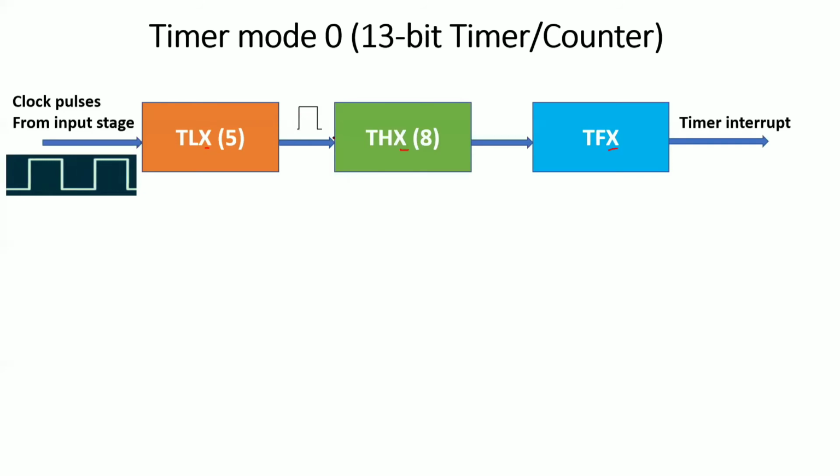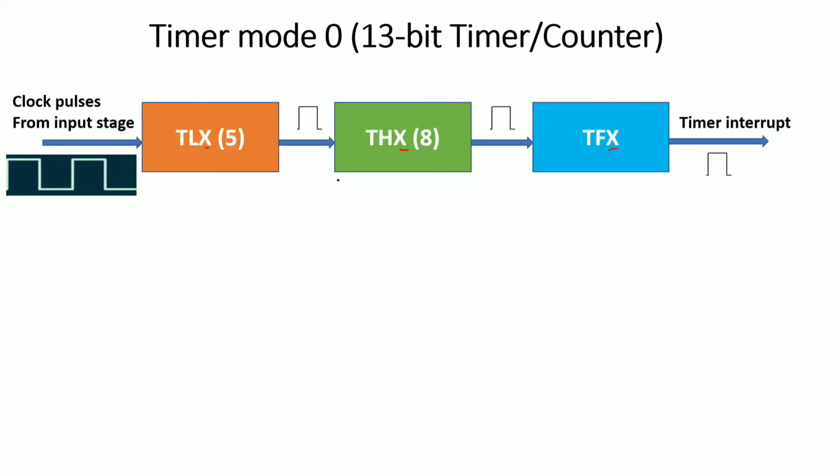Whenever this bit is received by the higher byte, it will increment. That means every time the lower byte overflows, it generates an interrupt, and that interrupt is given to the higher byte. Whenever the higher byte overflows, it generates one interrupt. That is your timer overflow interrupt. That means the timer will stop. In all the modes except mode 2, the timers stop after overflow. Remember this point.